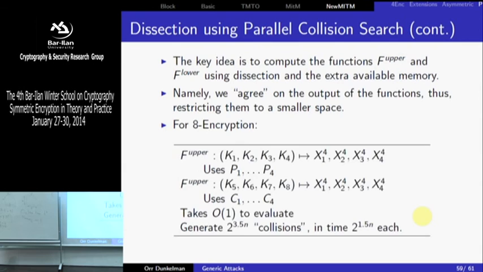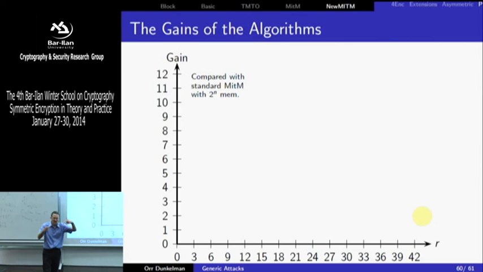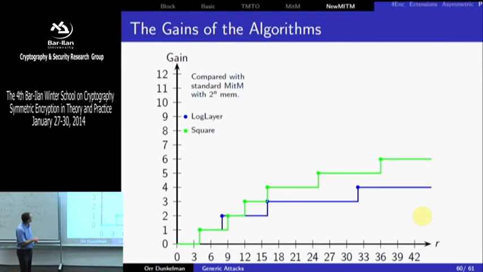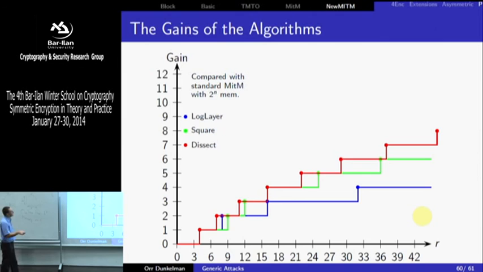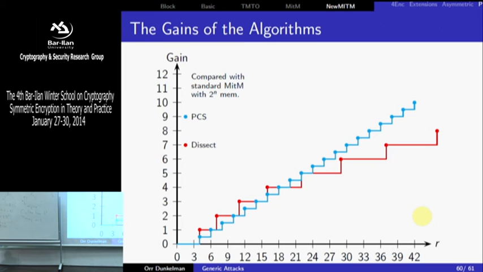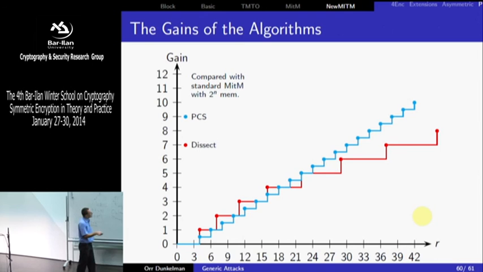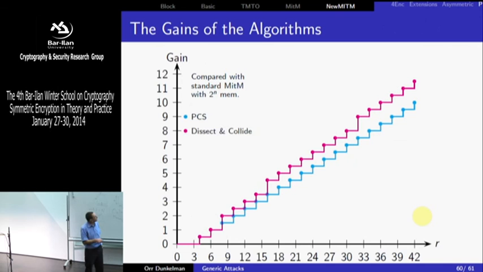I'm not going to discuss how to combine this with the meet in the middle with no memory, based on Floyd, based on memoryless collision finding. I'll just convince you that if you look at the gains that you get from square and log layer, square is significantly better. If you use dissection, you can see that it's significantly better than meet in the middle. This is in comparison to meet in the middle. If you use the parallel collision search, which is the method of doing it with no memory, or with little memory, you will see that at some point parallel collision search catches up with dissection, but if you combine the two, you get a very nice gain.